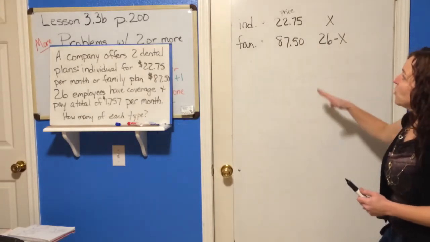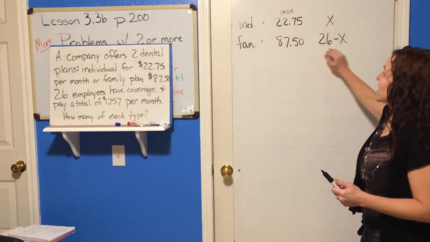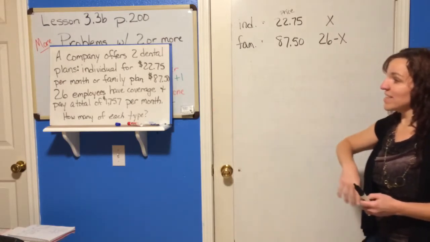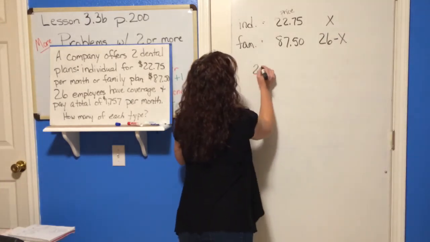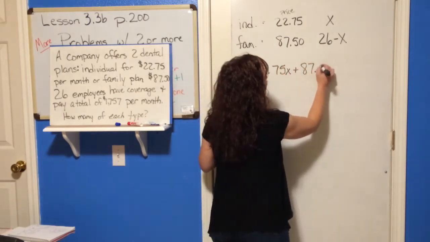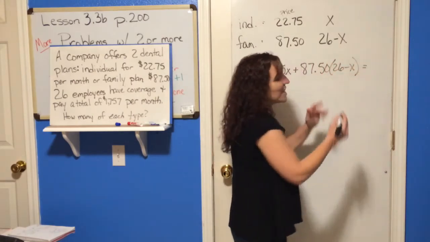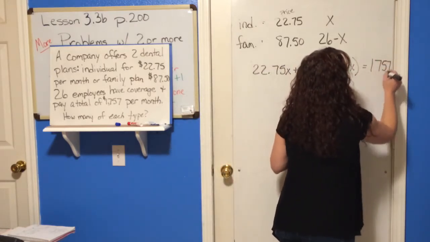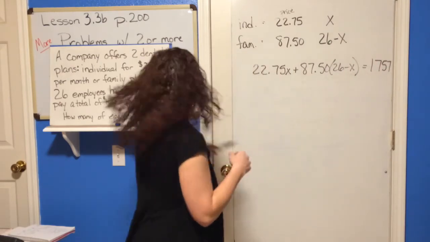So now you know that this times this equals the amount that is going to come from the individual plans. This times this is the amount that's going to come from the family plans. And they pay a total of $1,757, so you're going to add them together once again. So let's add them: $22.75 times X, plus $87.50 times 26 minus X. And that total together, what did we say? 1,757. All right, so now you have an equation. If you're getting good at those equations, pause it, do it on your own, and come back. See if you got it.